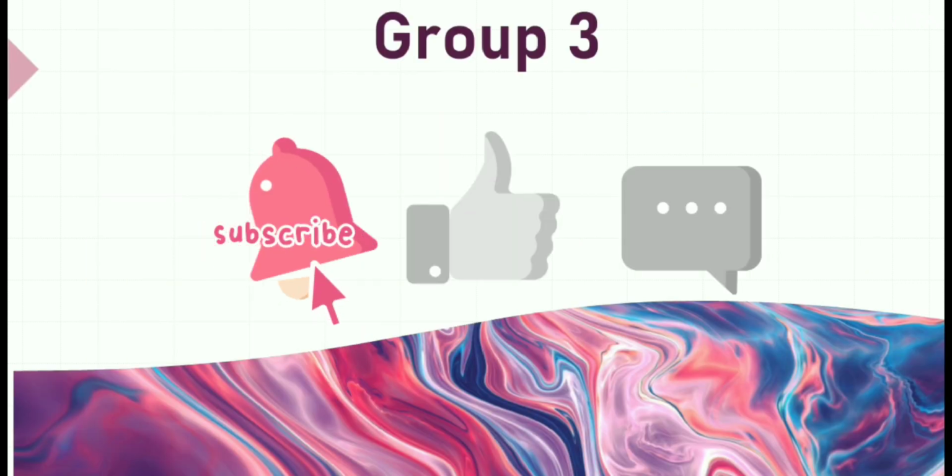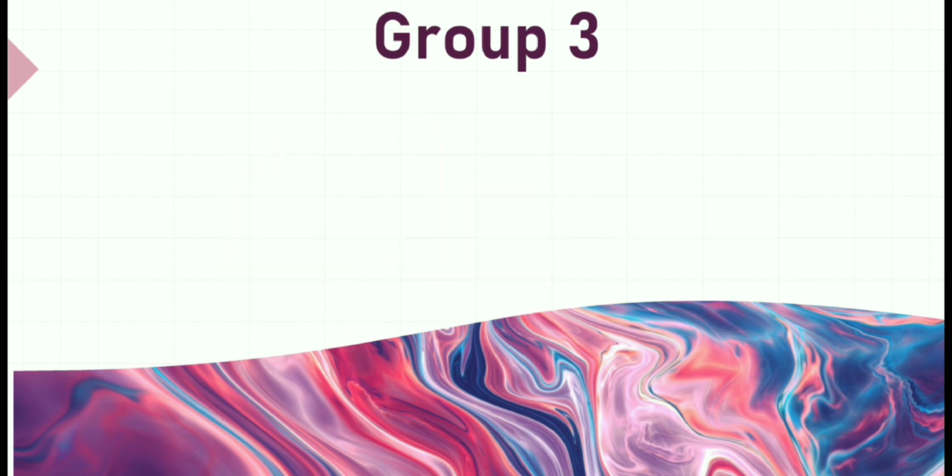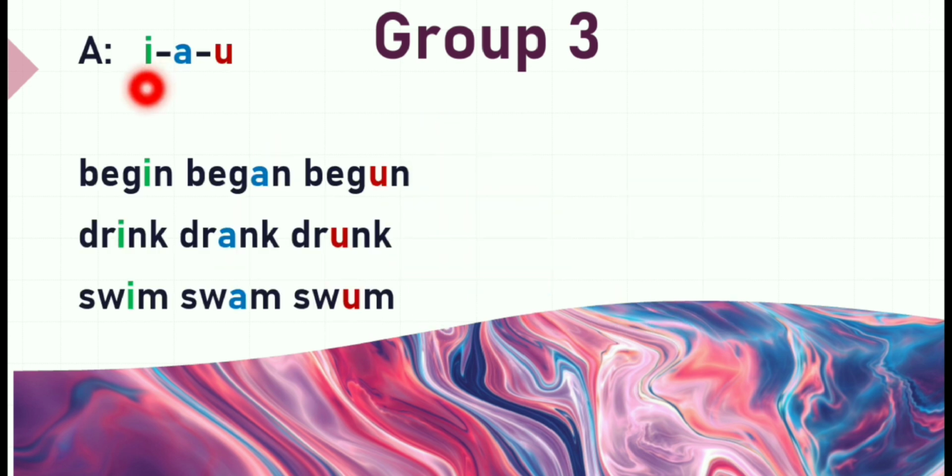Let's move on to group number 3. This is a little bit complicated and further divided into 4 categories. So first, category A is the I-A-U category. If I is in the first form of the verb, then the second form has A and the third form has U. Let's see some examples. Begin, began, begun. Drink, drank, drunk. Swim, swam, swum. So in this category, we have those verbs whose first form has I, second form has A, and third form has U.